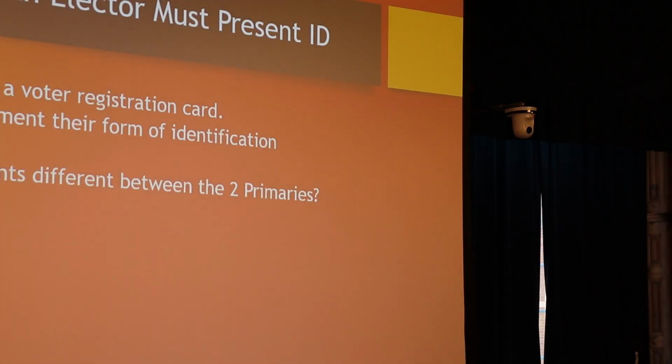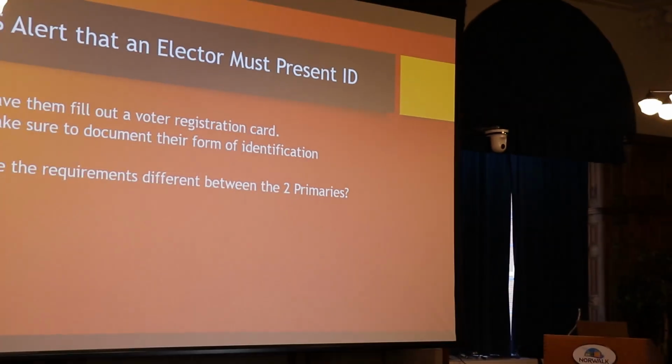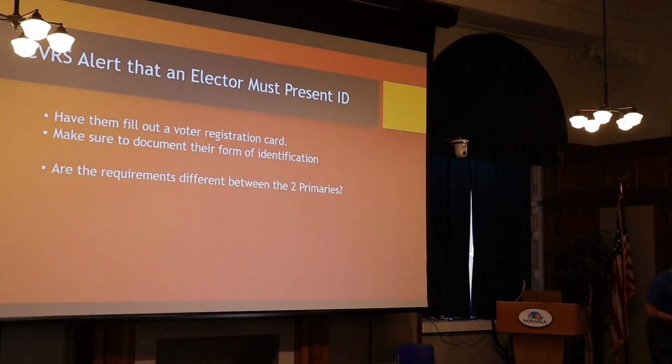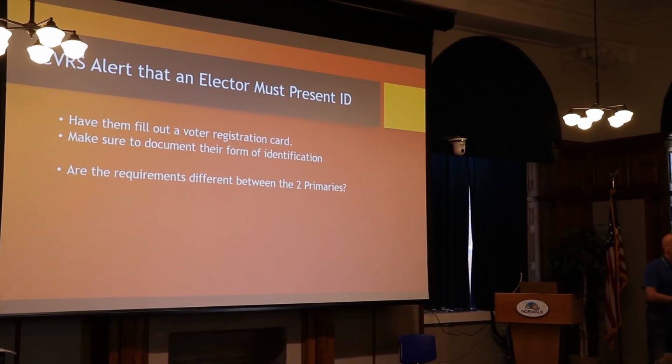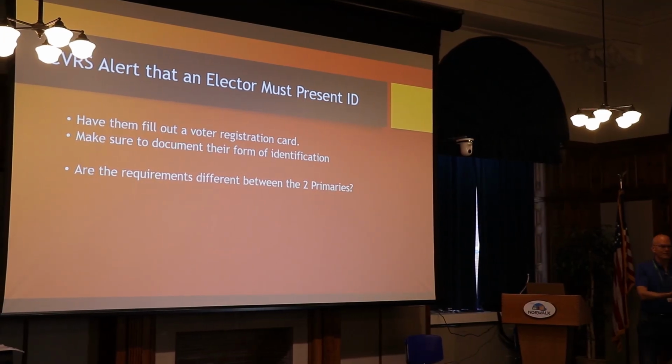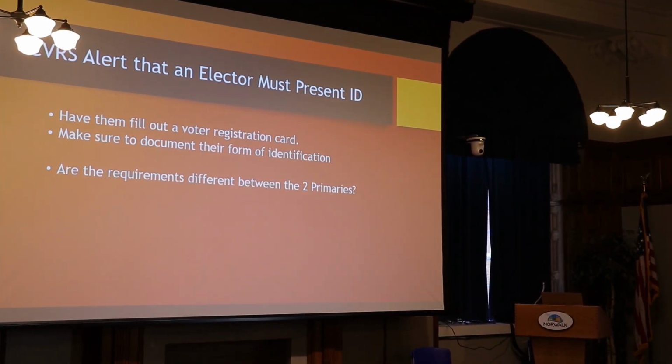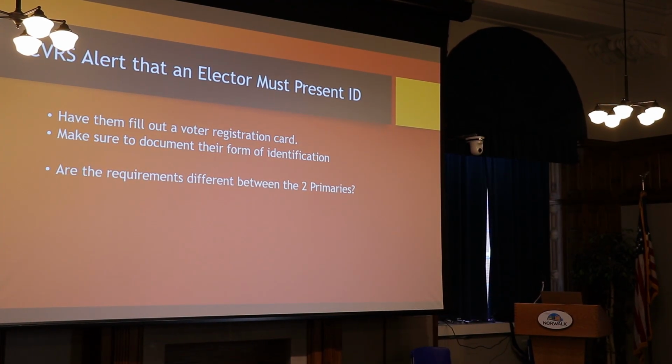So we have them fill out a voter registration card. They are registered, we have them fill out a voter registration card, but we want to make sure to document their form of identification. If they have a driver's license, if they have a social security card. They've got to prove they live in town. The asterisk is they haven't proved they live in Norwalk. They identify themselves, but they haven't shown anything that shows they live in Norwalk. This is the problem. That's what they need to present.